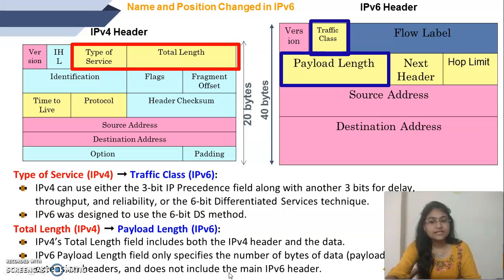Total length field. This field is available in IPv4 and is equivalent to the payload length field of the IPv6 header. But the difference is that in case of IPv4, we are using the total length, which means the length of the total packet, the length of header plus data. But in case of IPv6, we are using the payload length, which means the length of the payload, the data field, and not the header. It means the length of the header is not included in the payload length field of the IPv6 header.